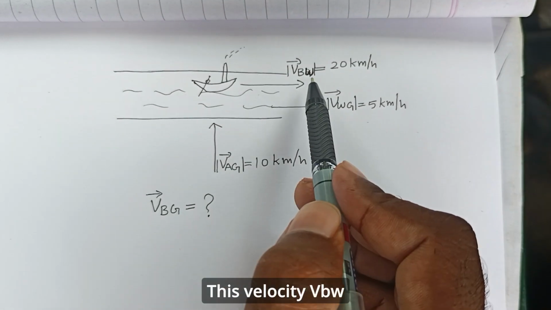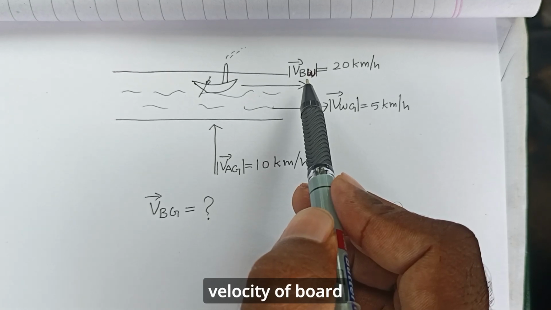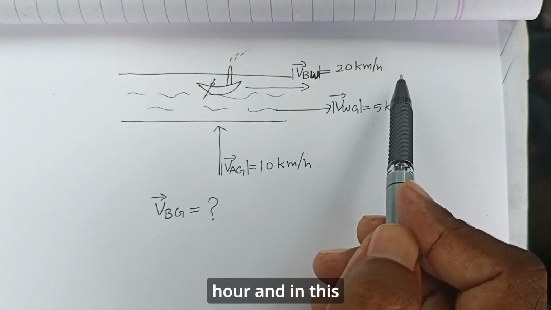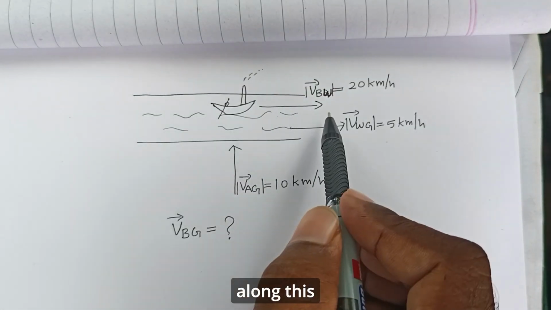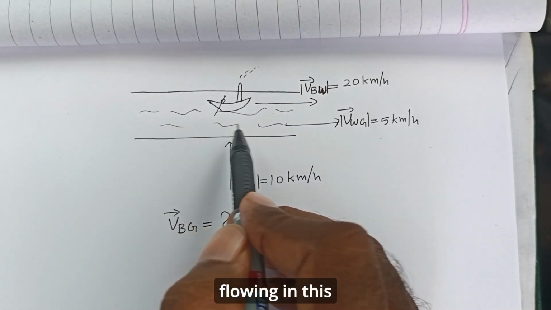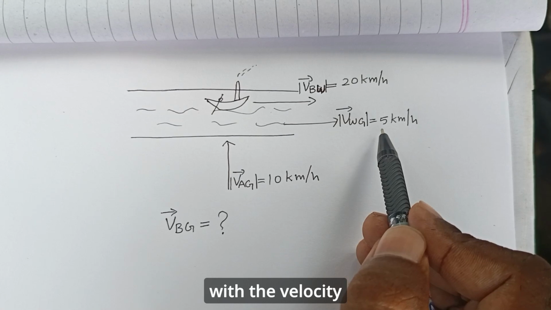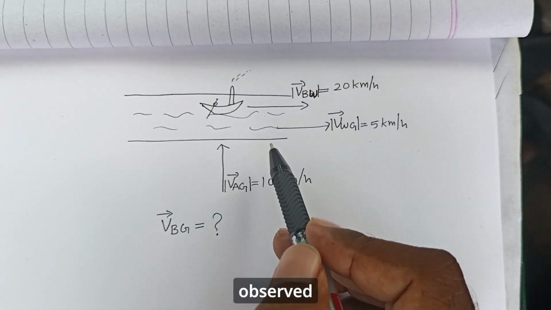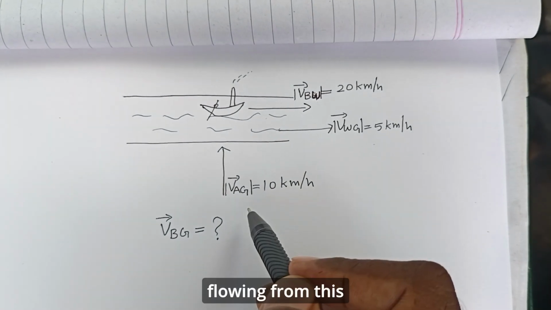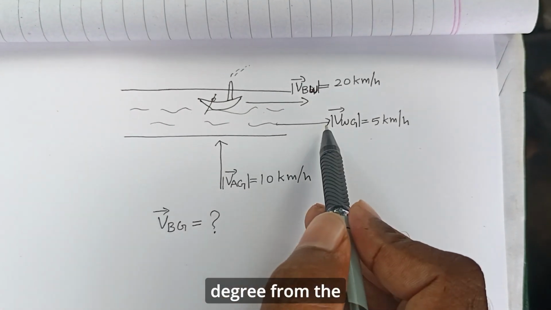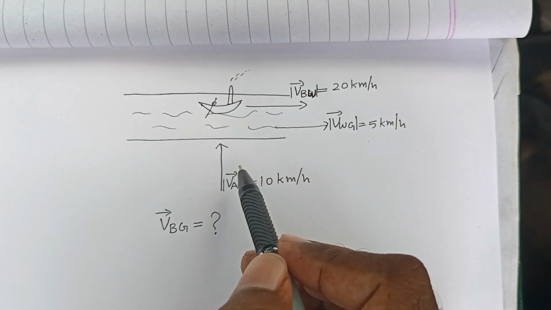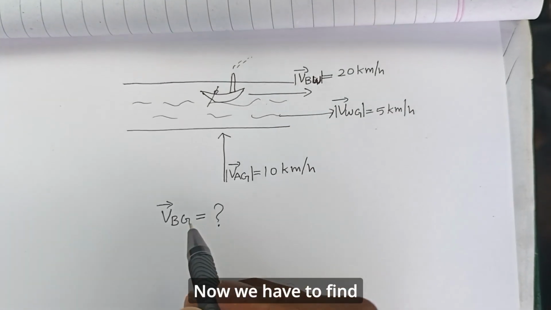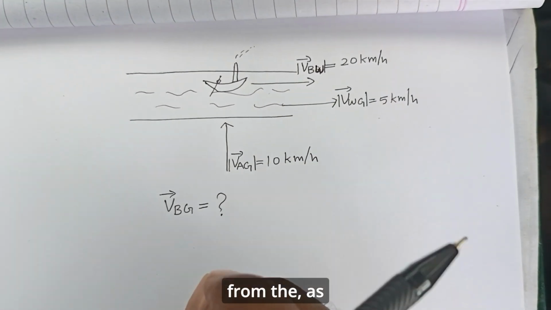So here, this velocity VBW is the velocity of the boat with respect to the water. That means the velocity of the boat in still water is 20 km per hour, along this direction. Water flows in this direction with a velocity of 5 km per hour, so VWG is the velocity of water as observed from the ground. Now the air flows from this direction, 90 degrees from the flow of the water, and the velocity of the air as observed from the ground is 10 km per hour. Now we have to find the velocity of the boat as observed from the ground.